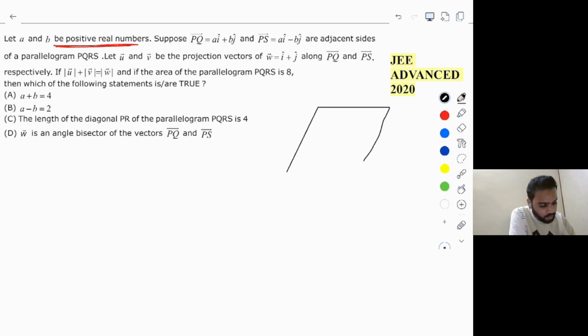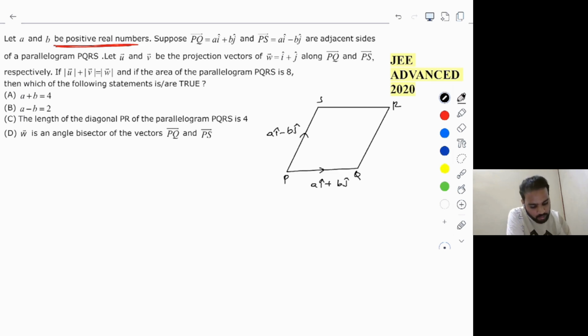So we'll take the parallelogram PQRS. And then the vector PQ bar is directly given to you, that is A i cap plus B j cap. And then PS bar is also given here, which is A i cap minus B j cap. Now, next part, that is, let U bar and V bar be the projection vectors of W bar along the vectors PQ bar and also PS bar.